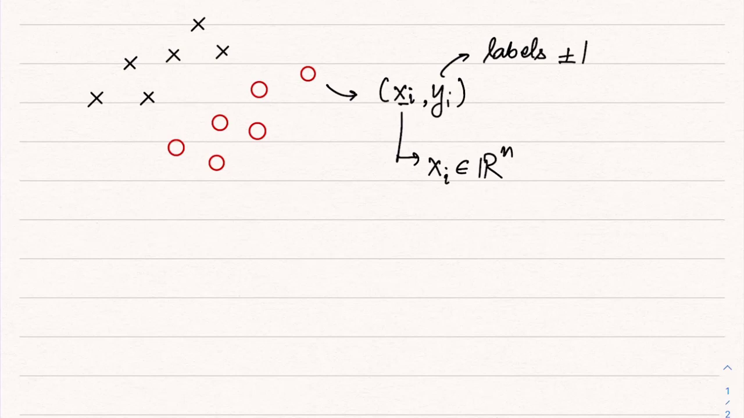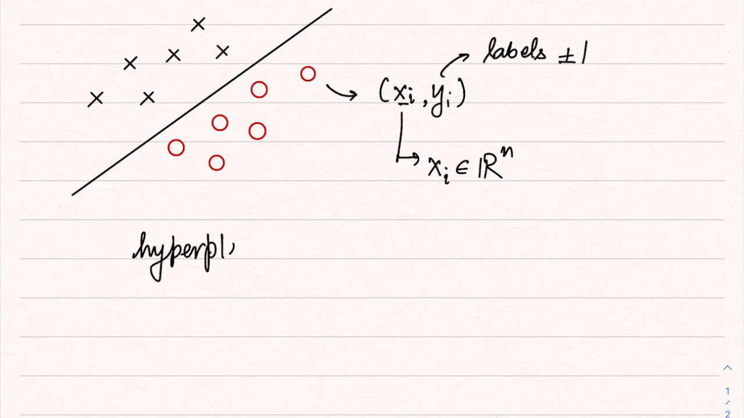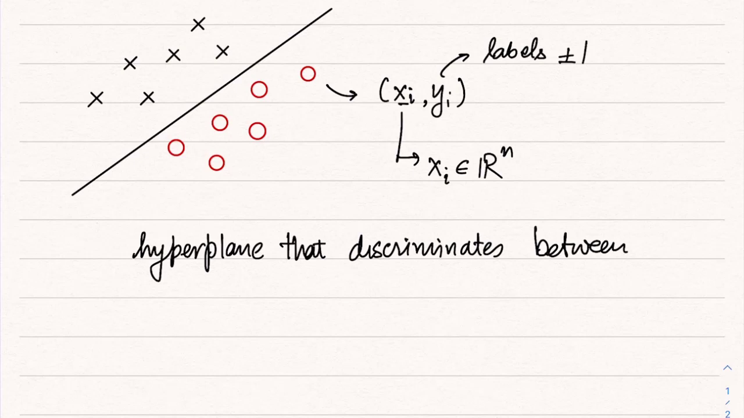space. And our goal in linear discrimination is to draw a line that separates between these two sets of points, that separates between the circles and the crosses. So our goal is to find a hyperplane in general that discriminates between these two sets of points, right? This is also called classification.